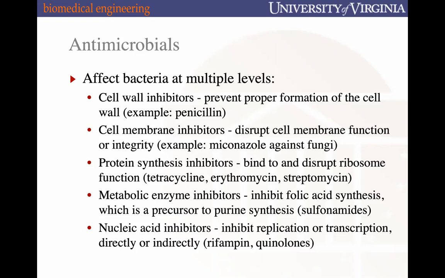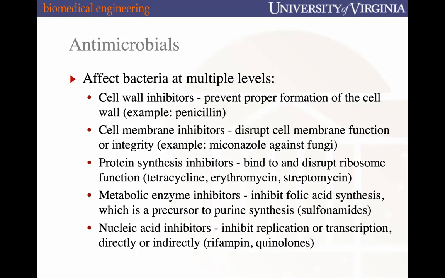So antimicrobials can affect bacteria at multiple levels. And oftentimes it's desirable when they can attack certain aspects of bacterial biology that don't overlap with our own. For example, cell wall inhibitors are really helpful because we do not have a cell wall. And that's exactly what penicillin is. It prevents a proper formation of the cell wall. There are also cell membrane inhibitors. These will disrupt the integrity or the function of these membranes in such a way that it's only unique to organisms or properties of their cell membrane that do not overlap with our own.